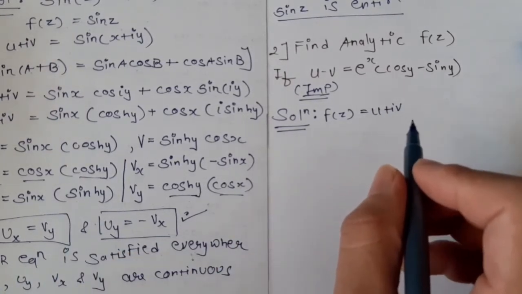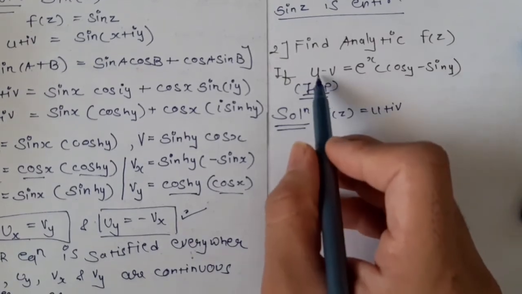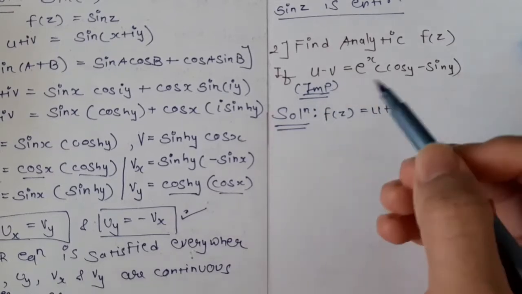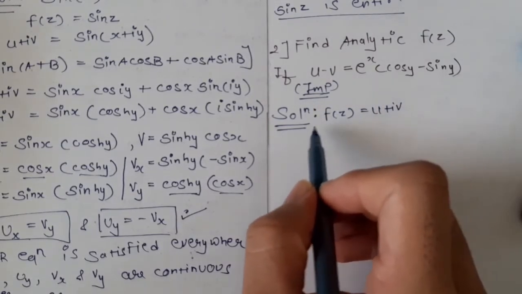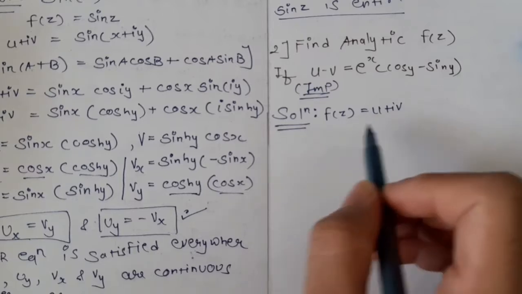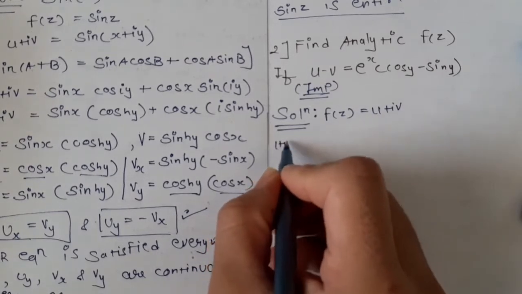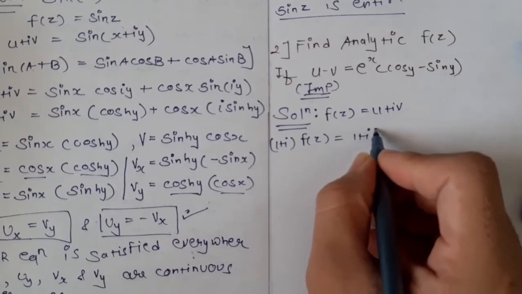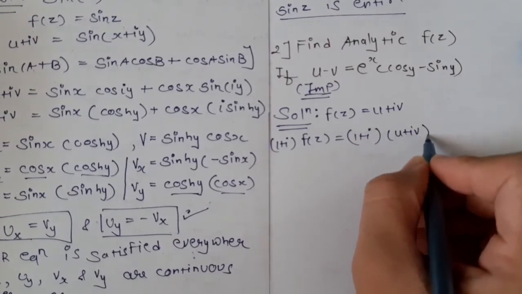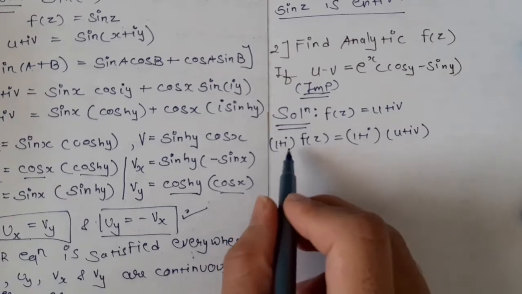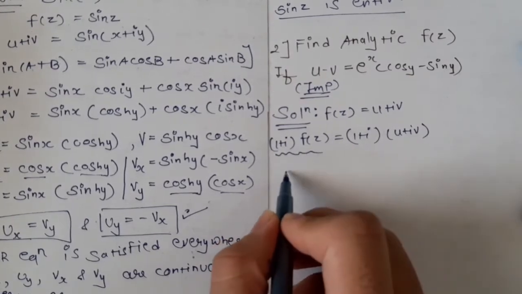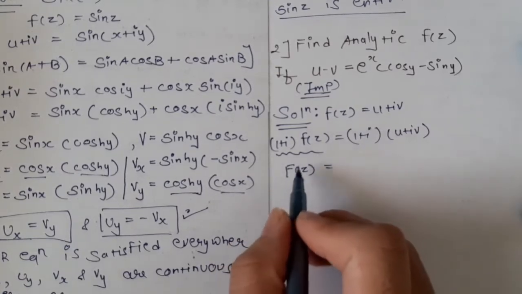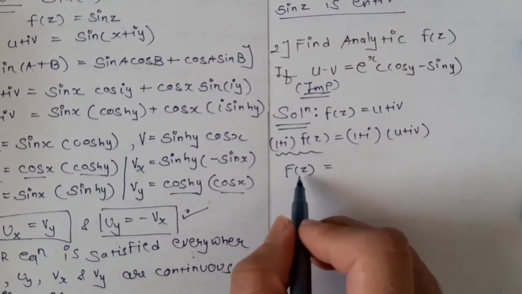Function f of z can be written as u plus iv. Now here we have u minus v. So observing this term, we get an idea that we have to multiply this equation with 1 plus i on both sides. So multiplying with 1 plus i on both sides of the equation, we get 1 plus i into u plus iv. So now let this whole term be written as capital F of z. Okay, this is only the notation. This whole term is written as capital F of z.